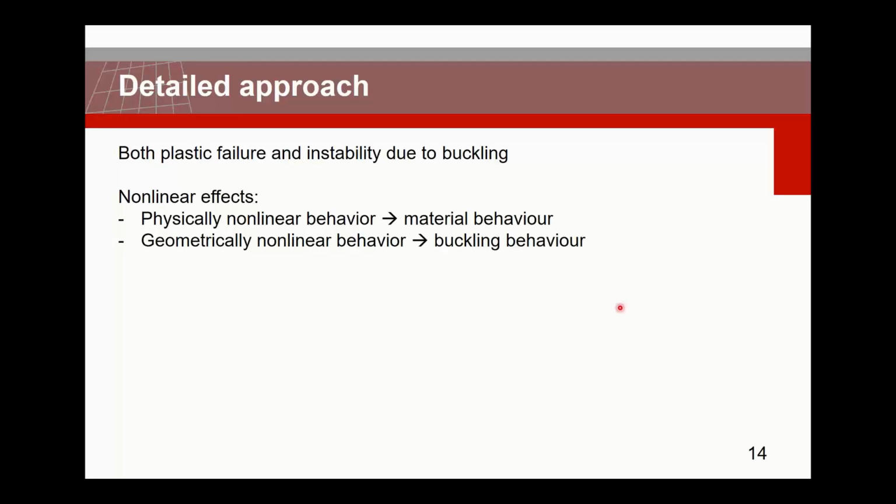Next up, we need to be able to describe all the failure mechanisms. Plastic failure can be described by the material nonlinear behavior. That basically means the physically nonlinear behavior of concrete itself. And we also need to be able to describe the instability due to buckling. We can do that by taking into account geometrical nonlinearities. With geometrical nonlinear behavior, we can describe second order effects such as buckling.